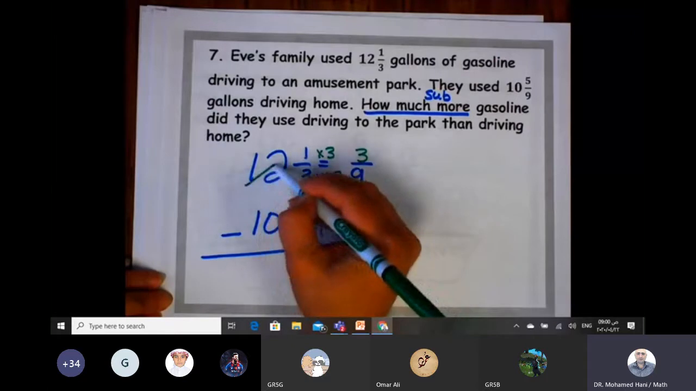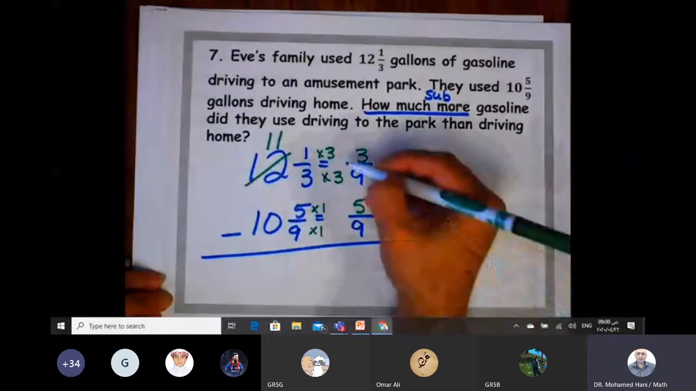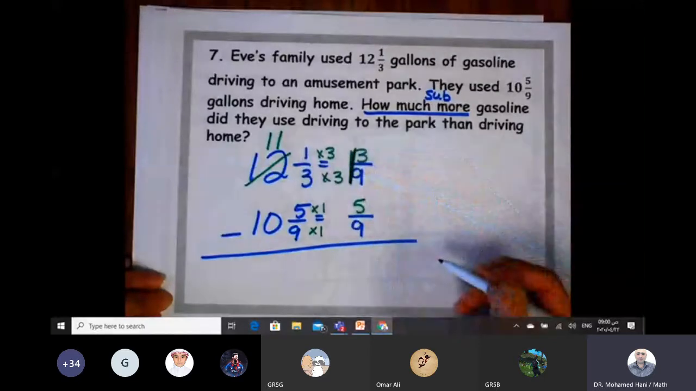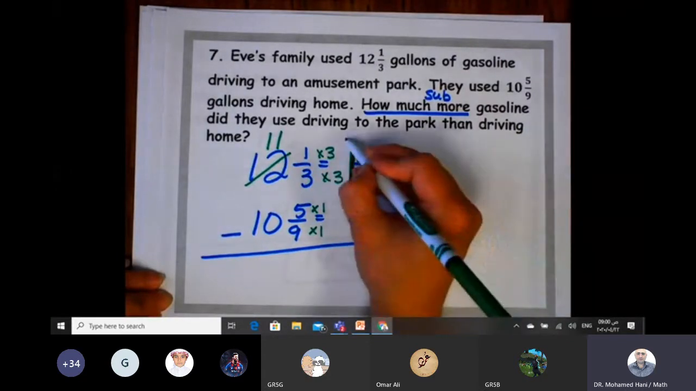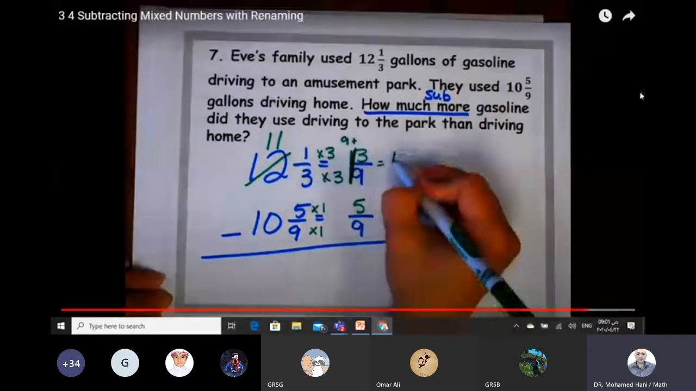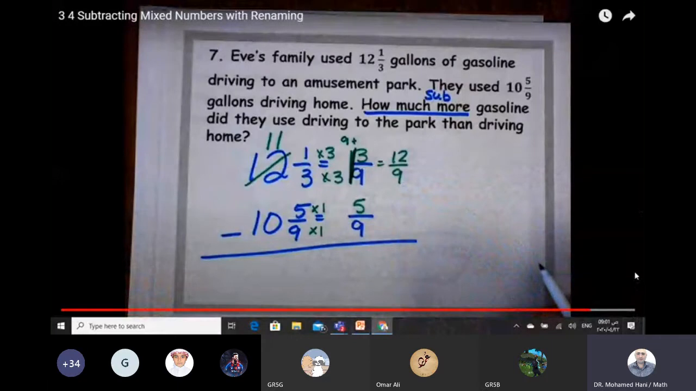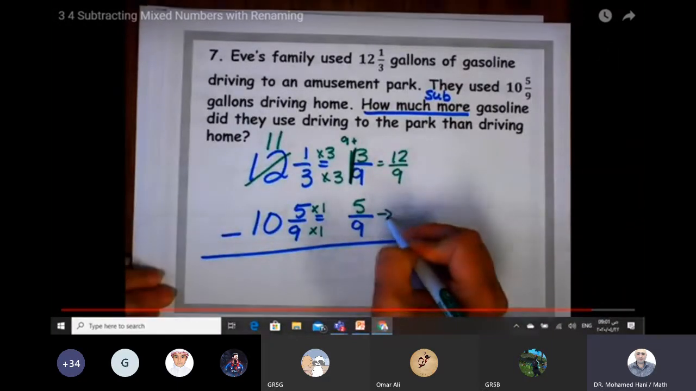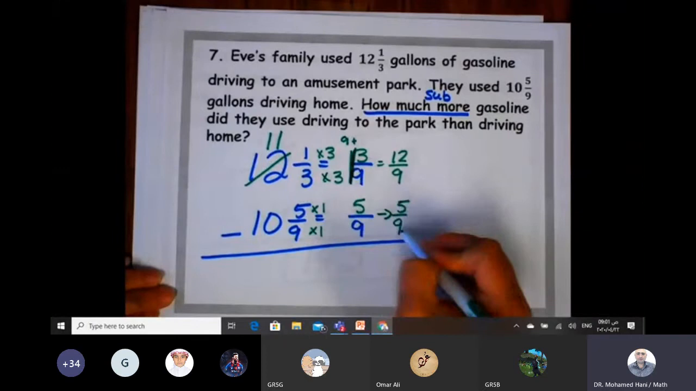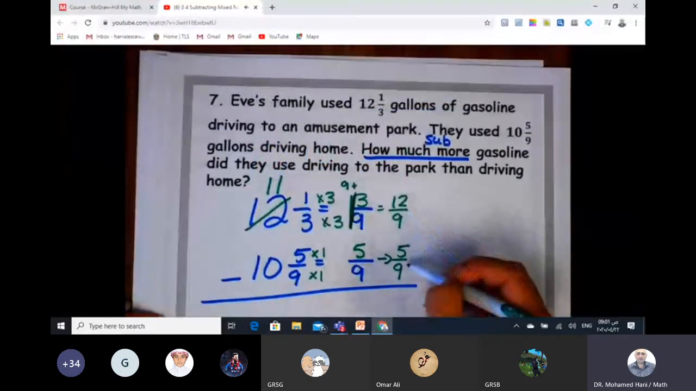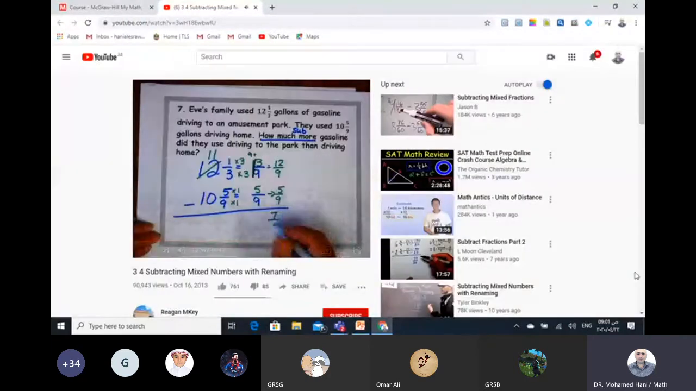I borrow from the whole number 12. It becomes 11. I borrowed 1 whole. 1 and 3/9 as a mixed number does not help me, so I need to change it into an improper fraction. So 9 times 1 is 9. 9 plus 3 is 12. So 1 3/9 is equal to 12 ninths. And now I will be able to subtract. So I'm going to slide my 5 ninths over. Now I can subtract. 12 ninths minus 5 ninths is 7 ninths.